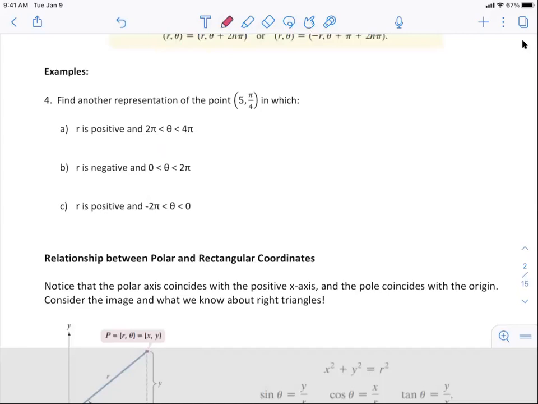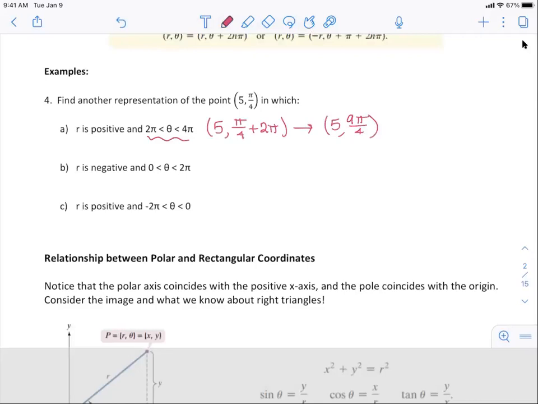So we're going to have the point (5, pi fourths), and we want to rewrite this in 3 different ways given these conditions. So the first one is that r stays positive, so that means we need to keep it as 5, and theta is between 2 pi and 4 pi. So that means that to do that, we need pi fourths plus 2 pi. That's going to get us into this interval right here. So that would be the ordered pair (5, 9 pi fourths) would be the polar coordinate. That is going to be the exact same point as (5, pi fourths).